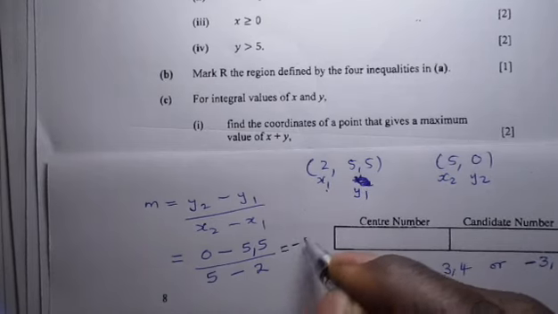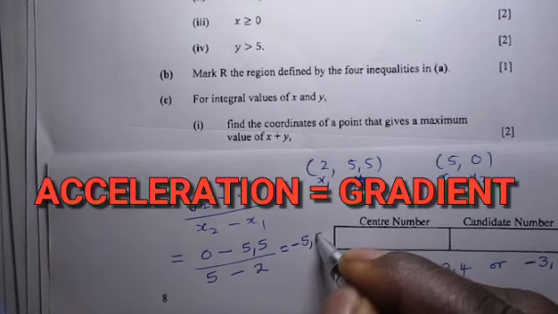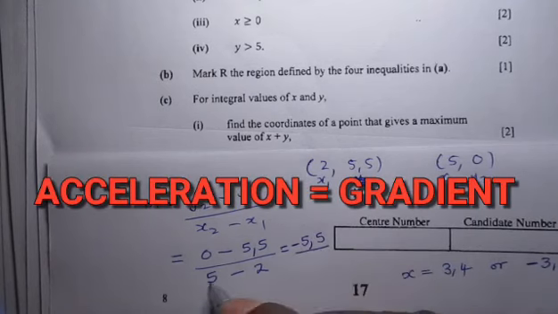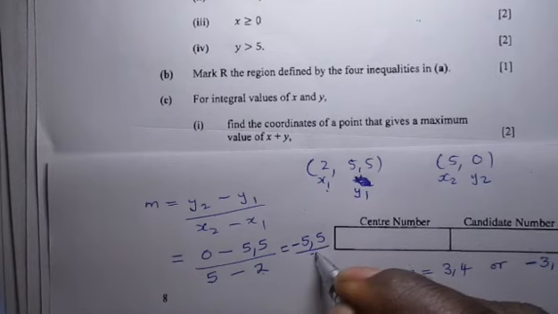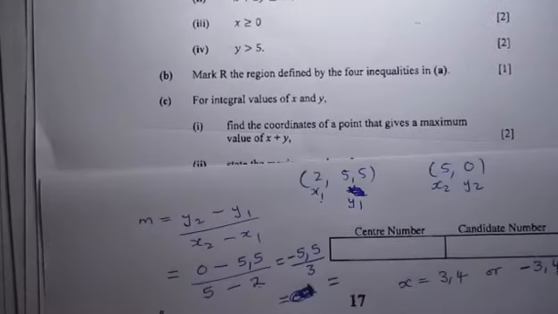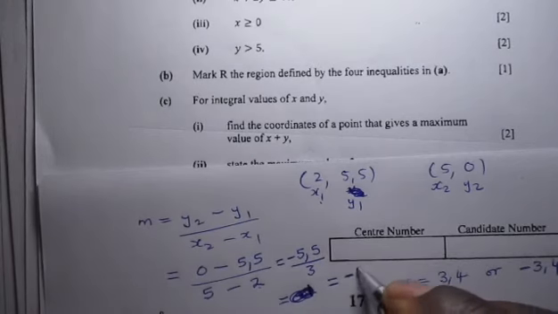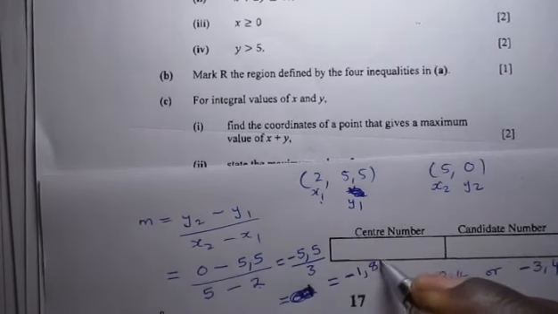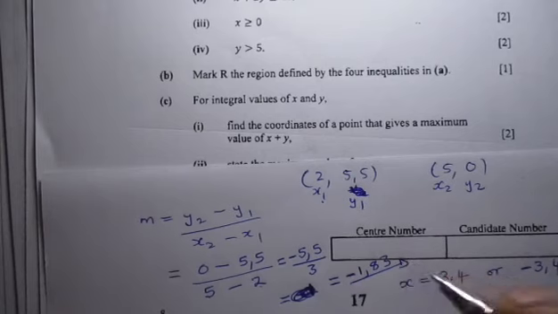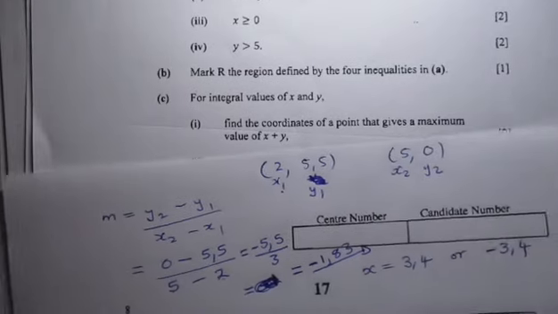So you have minus 5.5, then 5 minus 2, you get 3. So your final answer is minus 1.83 to 3 significant figures. If you divide minus 5.5 by 3 using your calculator, this is what you get.